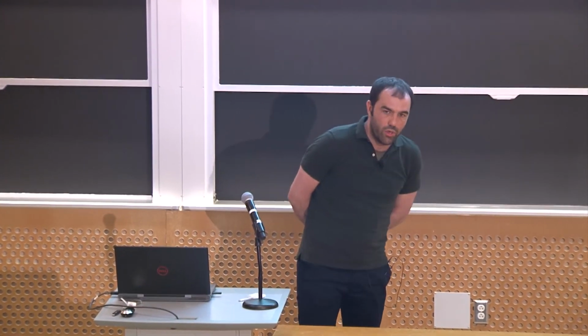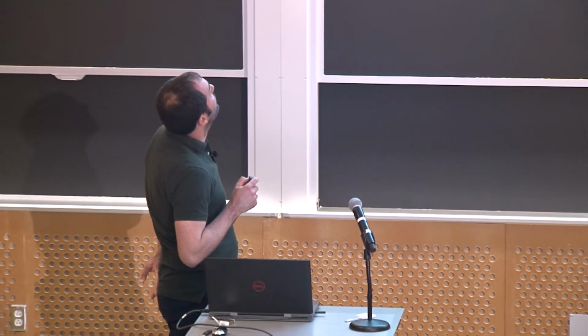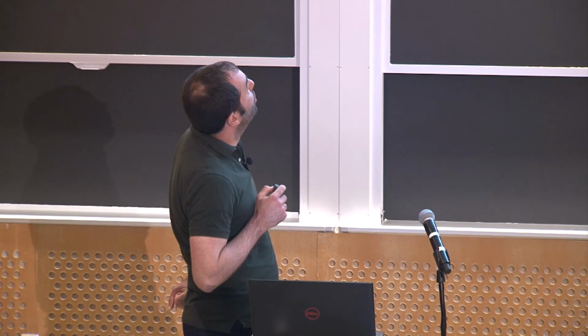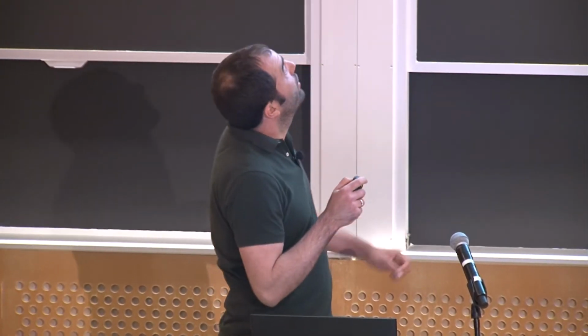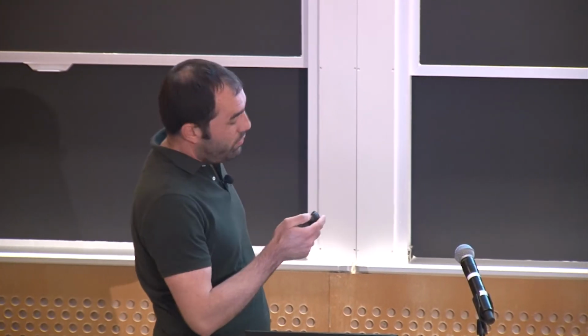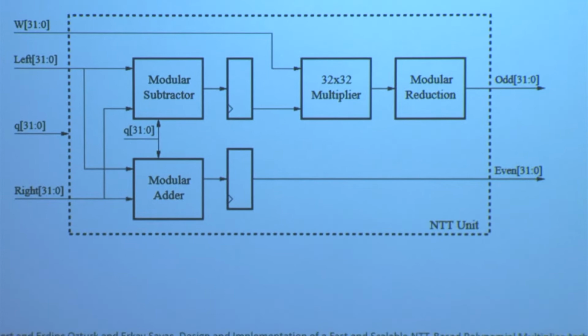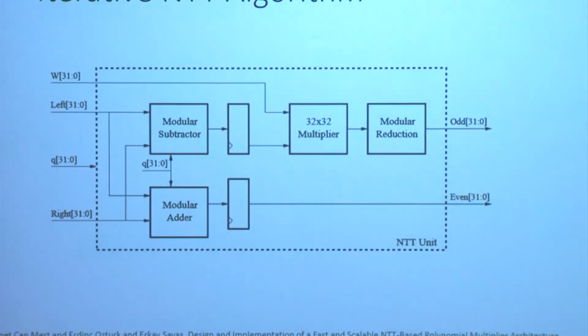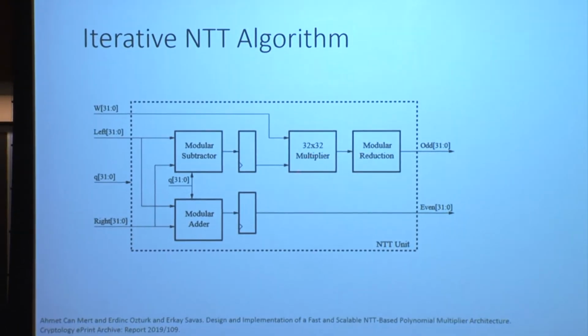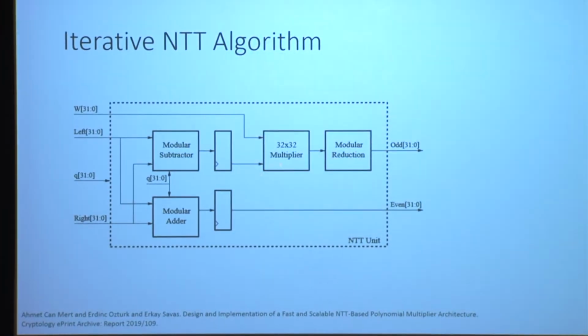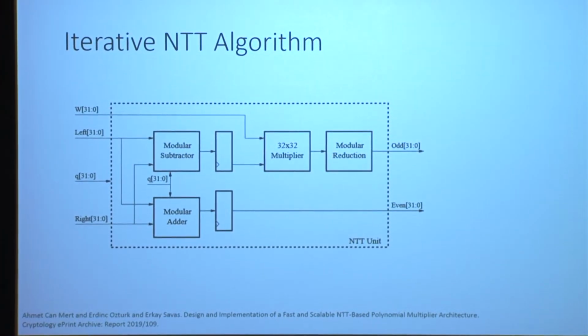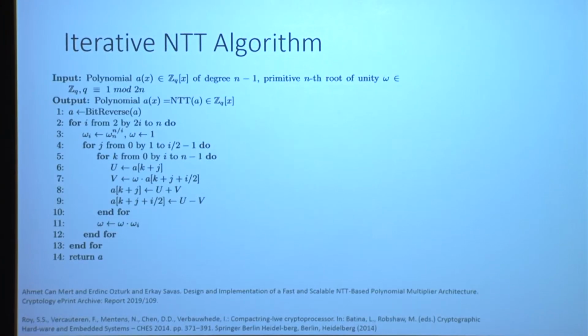But the problem with this algorithm is that it's still inherently sequential. What's happening here is that there are 3 inner for loops. For this inside loop, we designed this NTT unit. In this NTT unit, in the critical path, there's a modular subtractor, a modular multiplier, and in the end, modular reduction. And so we go back.